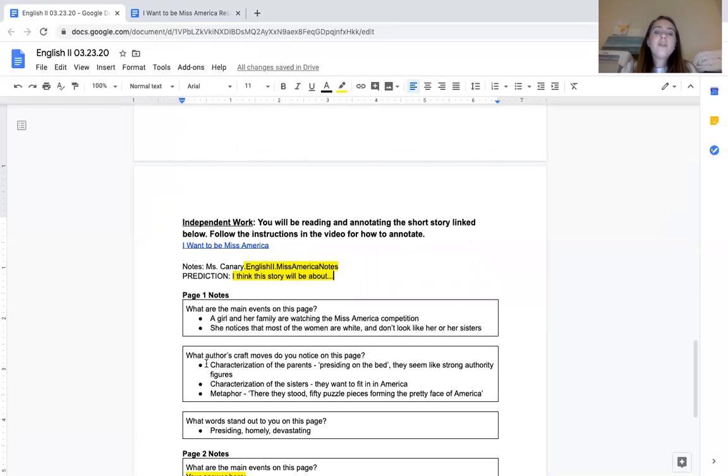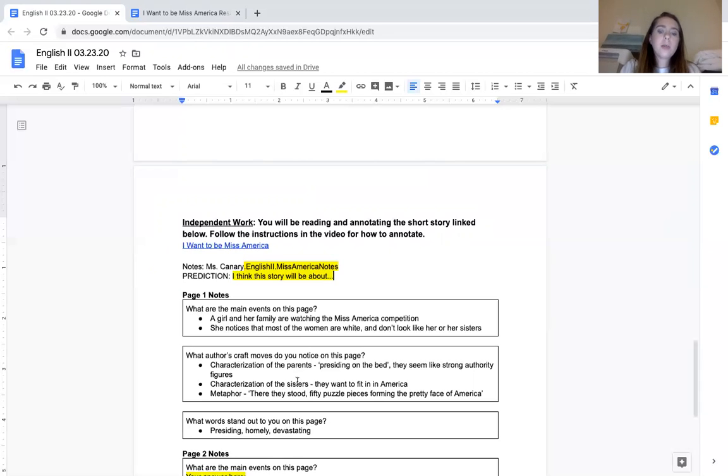What author's craft moves do you notice on this page? So we've talked about author's craft moves in class before. This is where we're looking for things like characterization, figurative language, those sort of literary techniques we've talked about before, where irony might be one, onomatopoeia might be one. Those literary techniques that we've talked about in class before, that's what we're looking for when we talk about author's craft. So I noticed some characterization on this page.